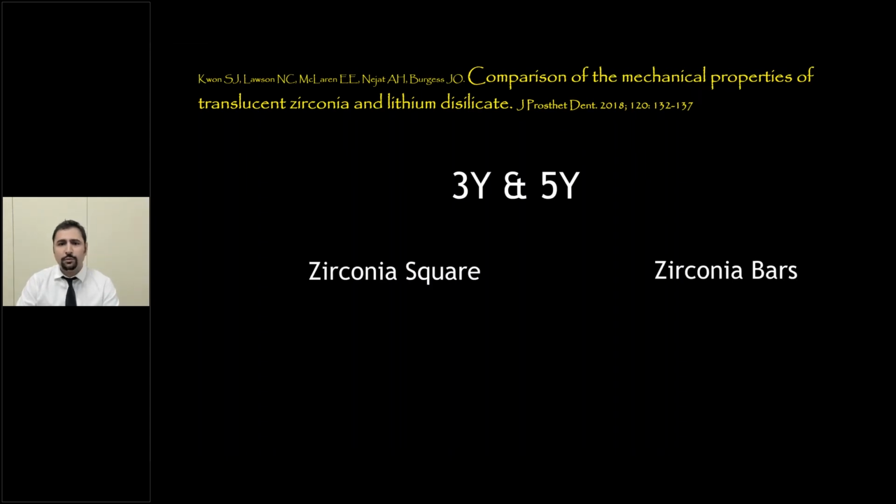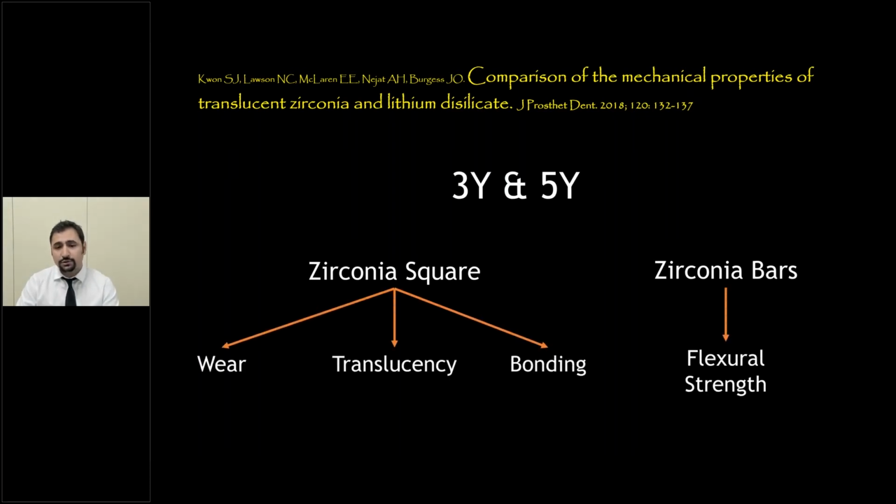How do we compare mechanical properties of a so-called translucent zirconia, the third generation that has 4 or 5 mol% yttria, in comparison to the conventional and lithium disilicate? So we did this study back in 2018 at UAB. We compared 3Y, 5Y, and lithium disilicate. In order to compare them, we made zirconia squares and we made zirconia bars. We used the squares in order to check the wear, translucency, bonding, and we used the bars in order to check the flexural strength.